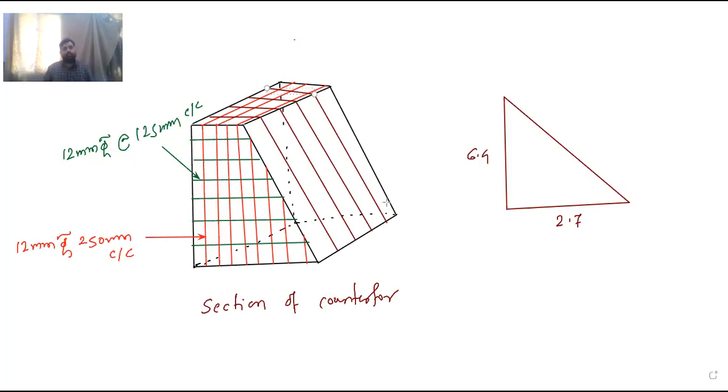This way the steel is placed in the counterfort retaining wall. So these bars are nothing but 4 bars of 25 mm. So now I hope you understood the section of counterfort. This is the only section of the counterfort.